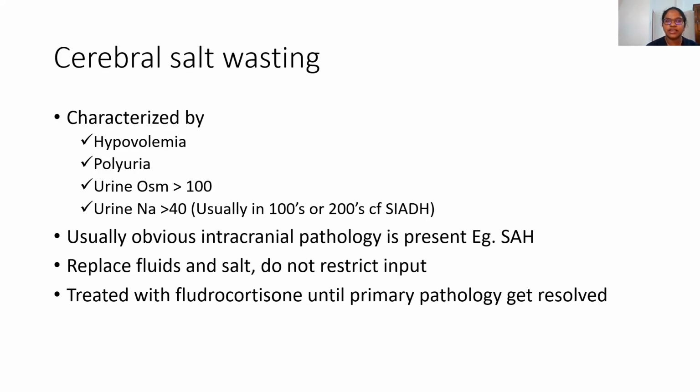And usually in the salt wasting syndrome, your urinary sodium would be in the hundreds to 200s. Usually it is less than 100 in SIADH. And in cerebral salt wasting, there is obvious intracranial pathology. The commonest is subarachnoid hemorrhage. How do you treat? It is also different from SIADH. Here in salt wasting, if somebody is wasting salt and water, you need to replace salt and water through normal saline. You never restrict intake in salt wasting, and you treat the patients with fludrocortisone until the primary pathology is resolved.